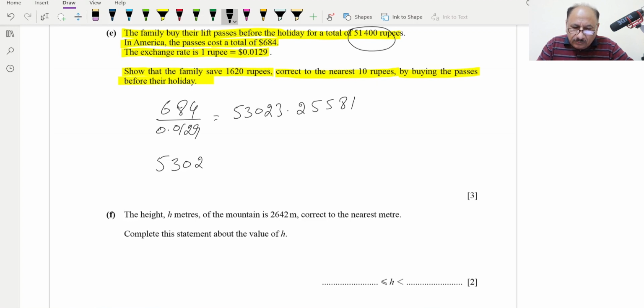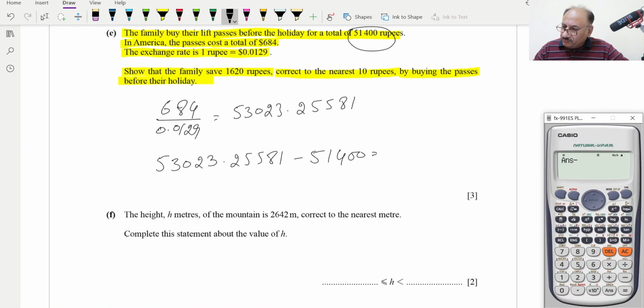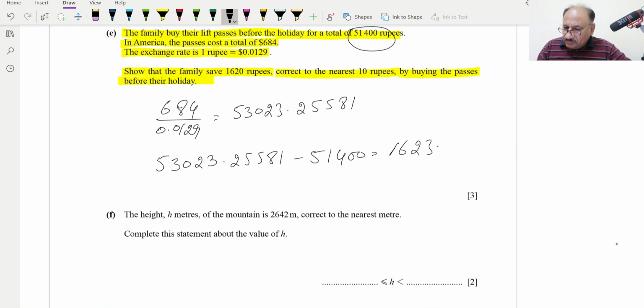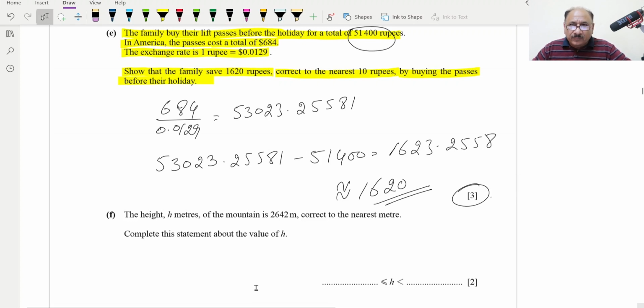53,023.25581 minus 51,400 will be equal to 1,623.2558, and we can round it to the nearest 10, which is 1,620, and this is what we needed to prove. This was a 3-mark question, which we are done with. Hopefully you understood this.